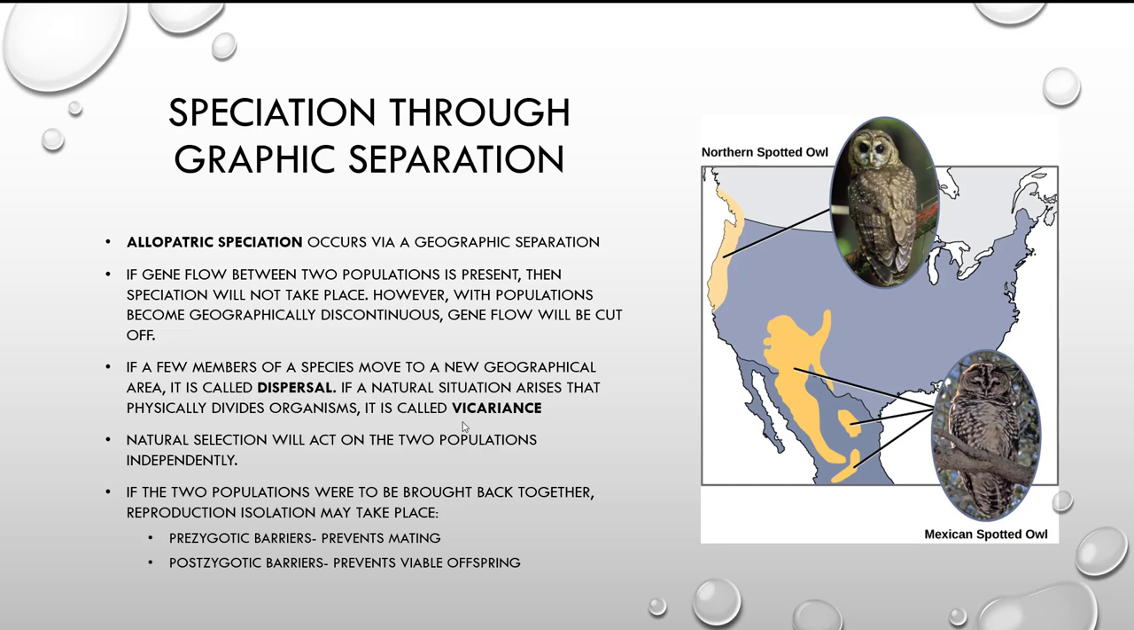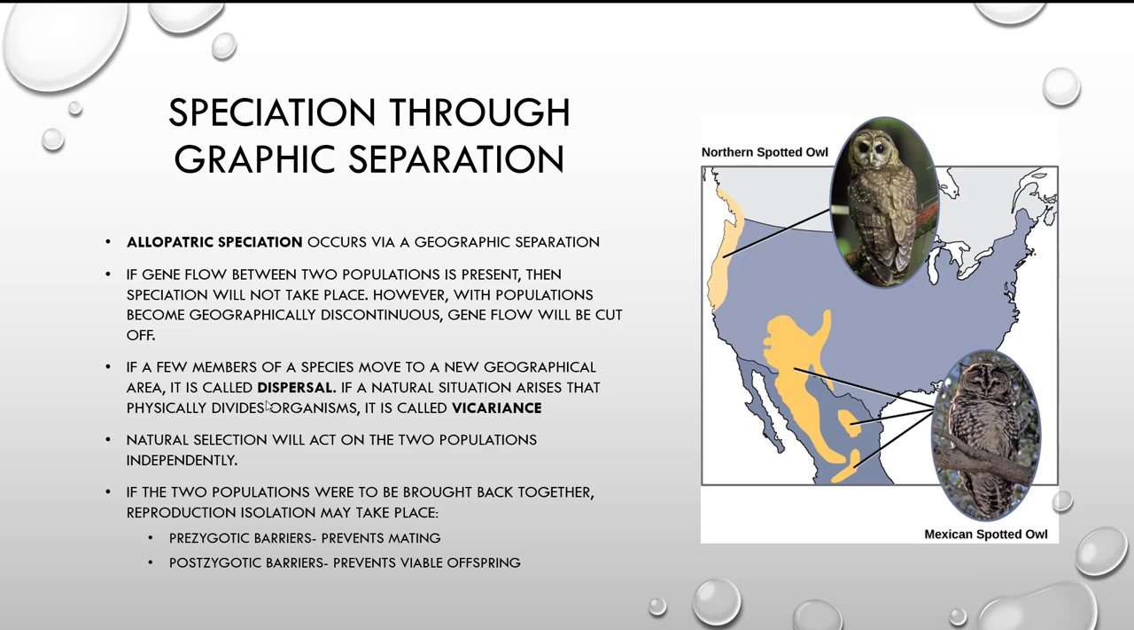Okay, so now they're isolated from each other. Enough time goes by, and they could be two different species at that point. That's vicariance: something physically divides the organisms from each other. So dispersal is where a few members physically move to a new geographic area and settle there, and then enough time goes by that they are different from the original population, through allopatric speciation. And vicariance is when something physically divides the population.